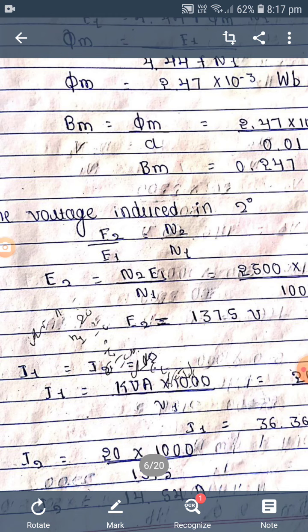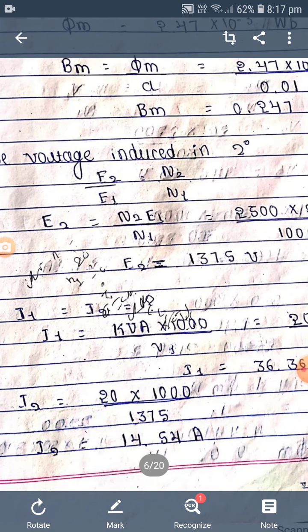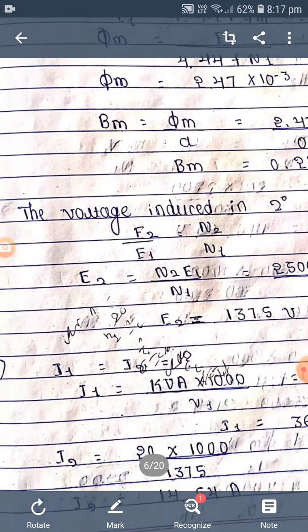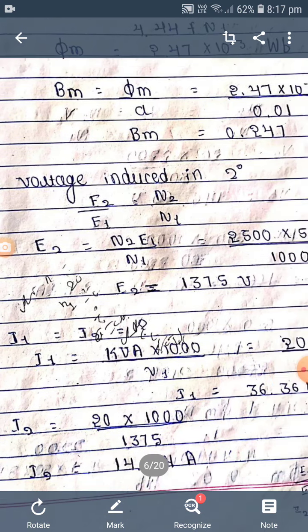Now the third parameter asked is to find the primary and secondary currents. For the primary current, you use the capacity of the transformer, which is 20 kVA. So now, I1 is equal to kVA into 1000 divided by V1.